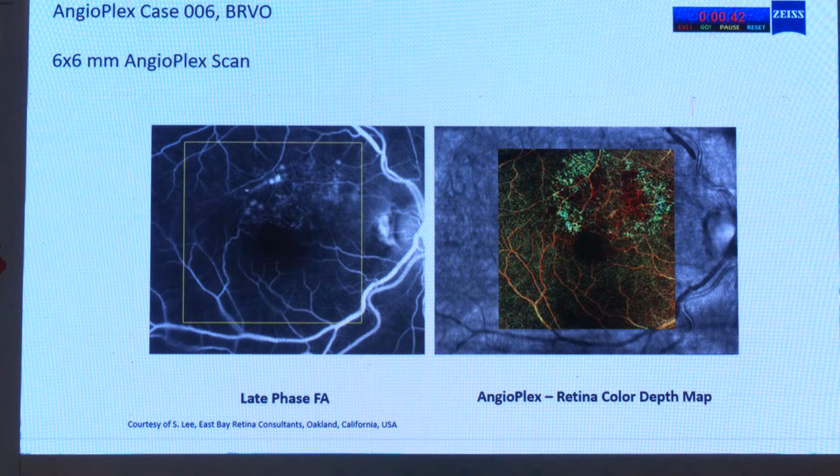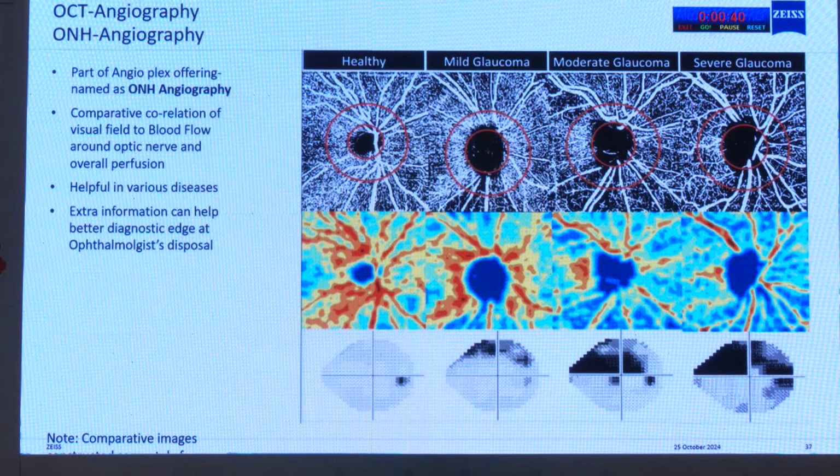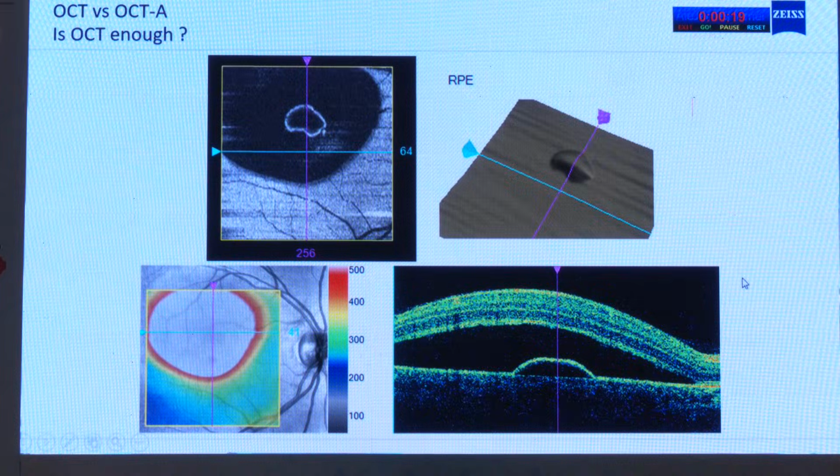So this is about the BRVO, how OCT angiography, and the most important point is OCT angiography of the ONH. How does it differ? If we look at the healthy ONH angiography, we can see this kind of vasculature, but the way glaucoma progresses, we can compare it with the VF and we can see the vasculature over here, and we can grade the glaucoma of the patient. So this is how OCT versus OCTA differs.